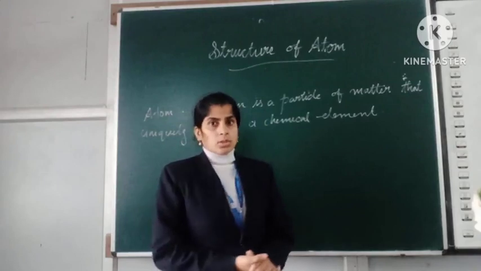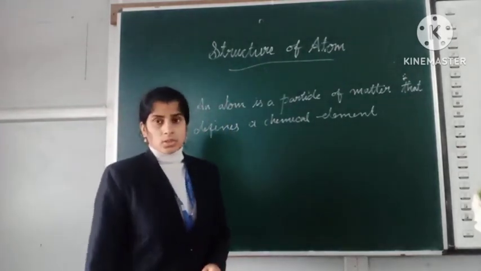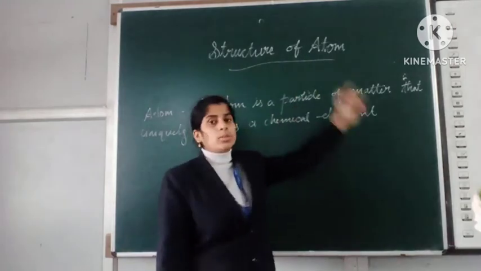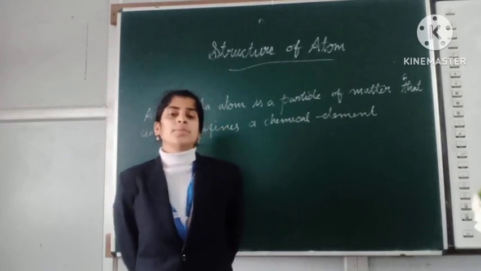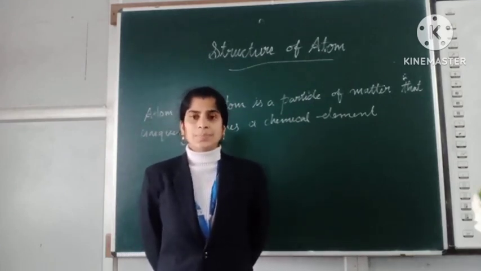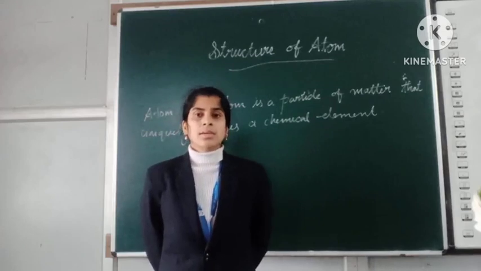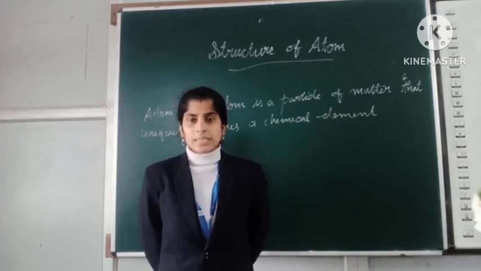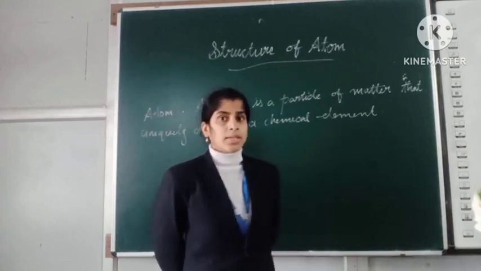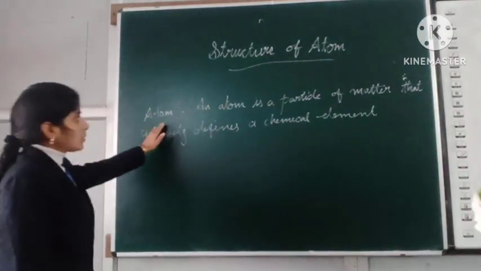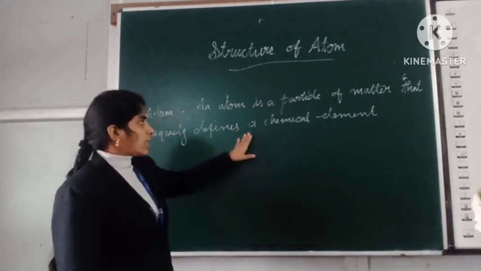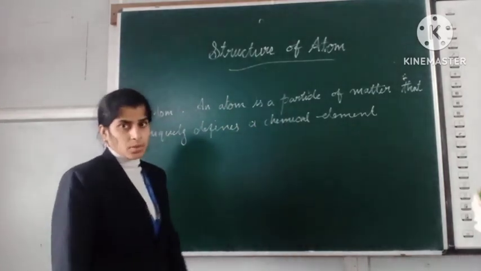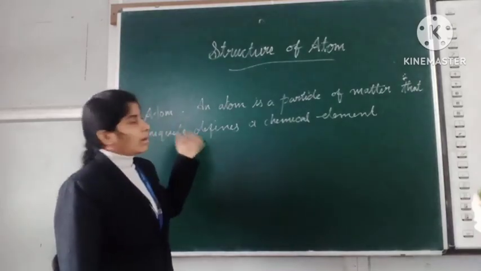Today we are going to discuss the topic structure of atom. What is the structure of atom? I think you already know the word atom. We already discussed this atom in chapter number 1, matter. What is an atom? Yes, the atom is the tiniest particle, the building block of all matter. An atom is a particle of matter that uniquely defines a chemical element. Okay, that is what an atom is.